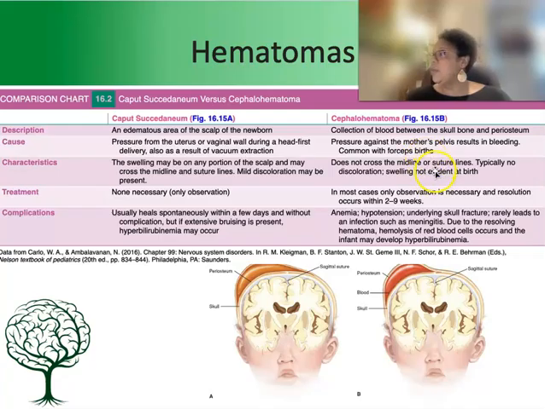So the cephalohematoma does not cross the suture lines. It's a collection of blood from the skull bone, and it's located, let me see if I get this right. I don't want to tell you wrong. I want to say it's in between the dura and the pia, if I'm correct.